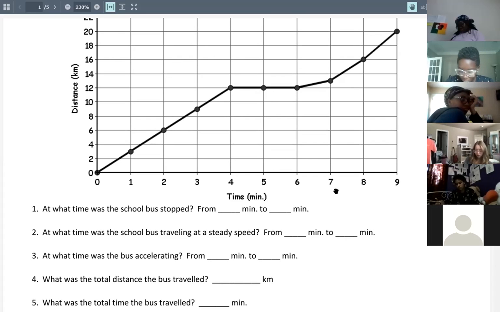So, and then this one says, at what time was the bus accelerating? So technically it's still accelerating here, but it's also accelerating from 6 to 9 minutes as well, okay?